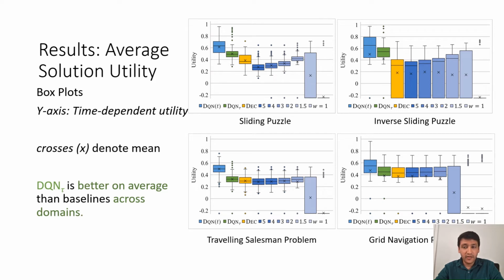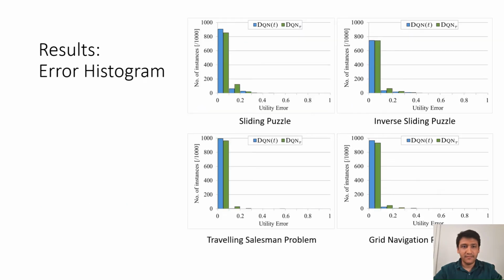Our DQ and tau approach, however, which is shown in green, which tunes the weight dynamically per instance and continues the search till the deadline, performs equal or better than all baselines across the benchmark domains. And our DQ and T approach, shown in blue, which can even interrupt the search at a suitable time, outperforms all other approaches, as expected.